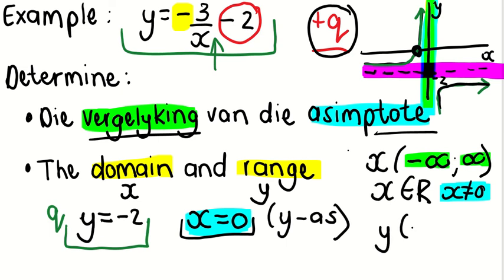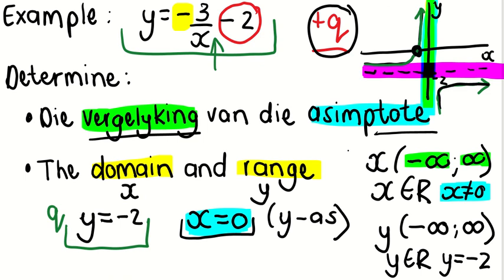The same thing with the y values. It's actually all the values, so it's y from minus infinity en dan tot oneindig. Maar, of jy kan ook sê y ∈ R, maar belangrik wat jy moet dan bysê is, y gaan nooit ooit raak aan minus 2 nie, because that is also the other asymptote that we have here. Okay, so jy moet sê y nie gelyk aan minus 2 nie.